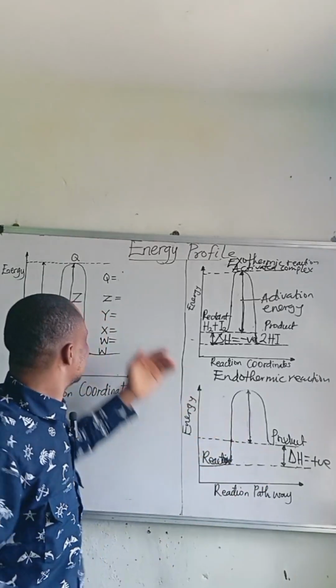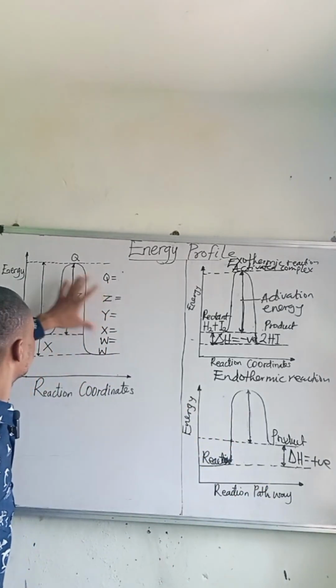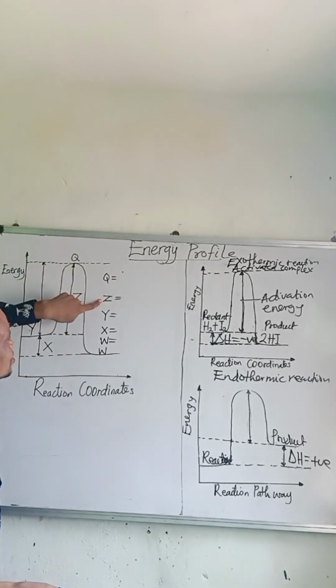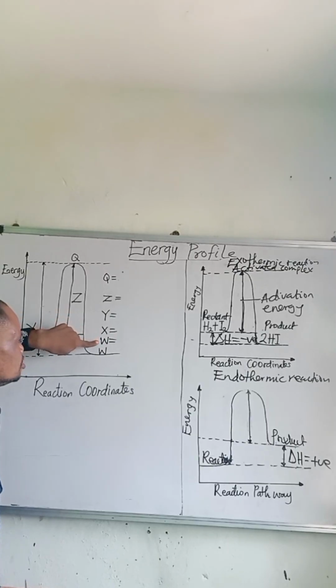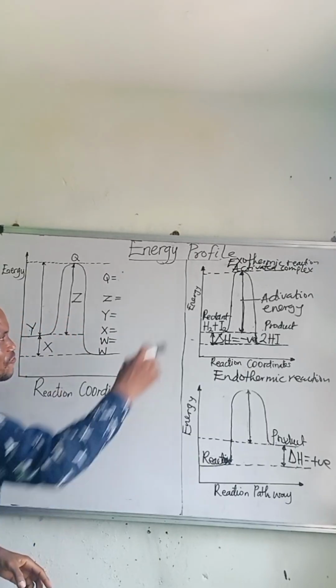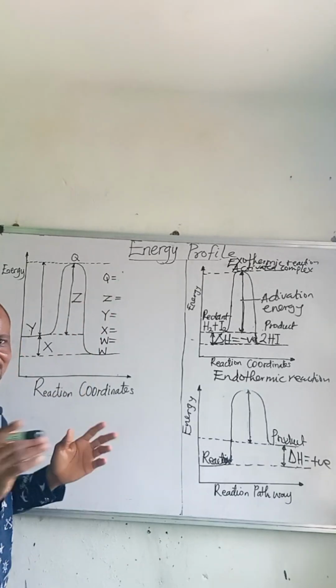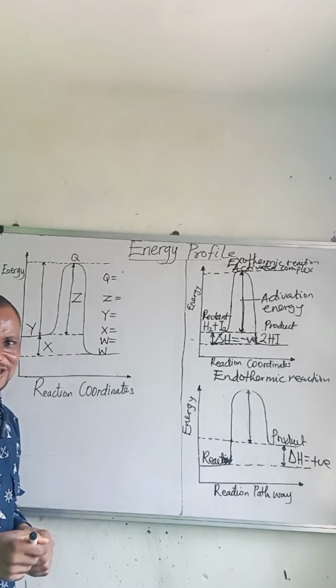then we can now answer this question here. Identify Q, Z, Y, X, W. Okay? From our explanation here, answer this question. And let's quickly answer it in the comment section.